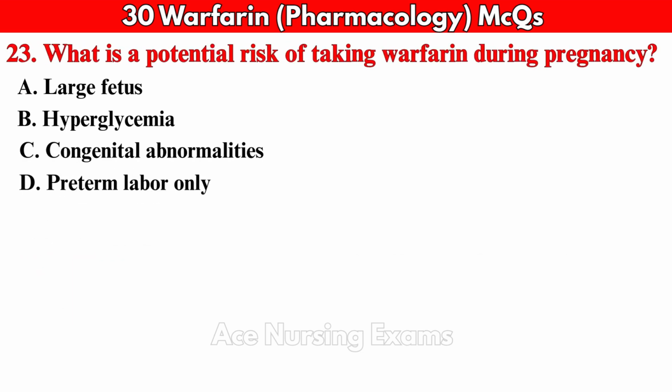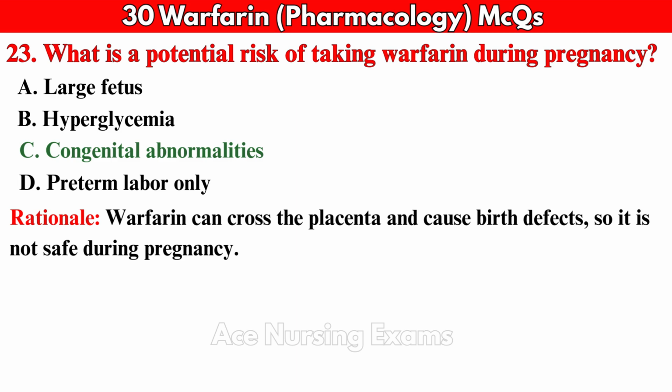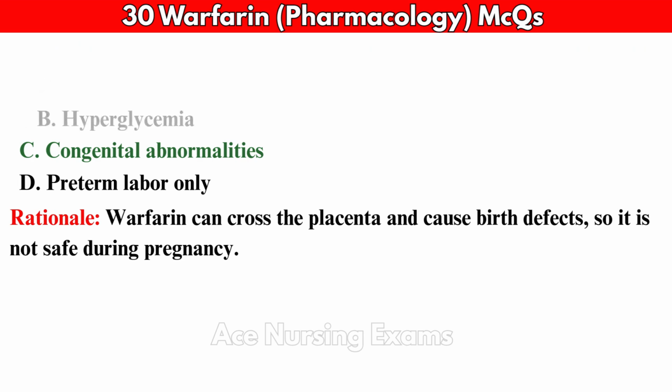What is a potential risk of taking warfarin during pregnancy? A. Large fetus. B. Hyperglycemia. C. Congenital abnormalities. Or D. Preterm labor only. Correct answer is C. Congenital abnormalities. Warfarin can cross the placenta and cause birth defects, so it is not safe during pregnancy.